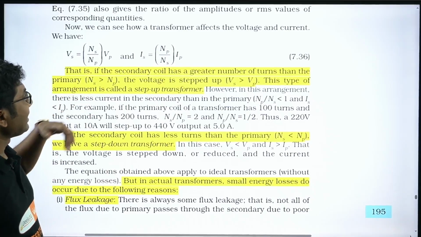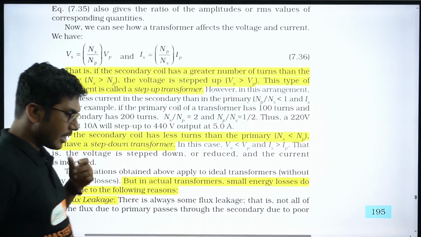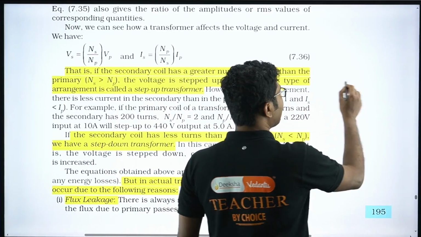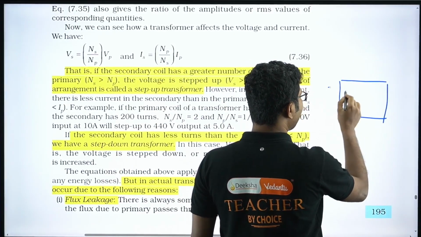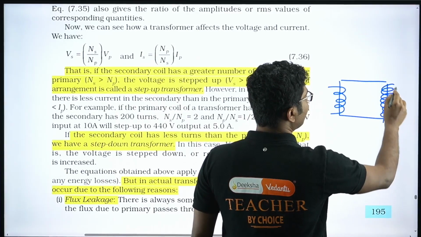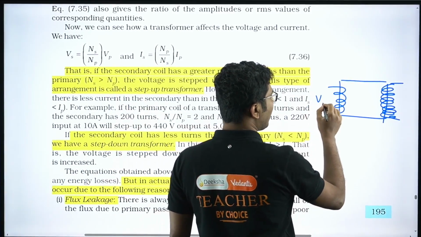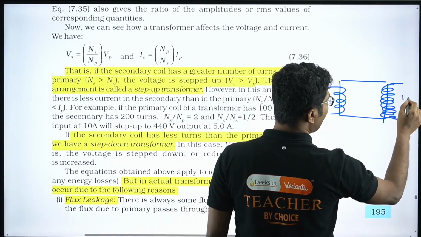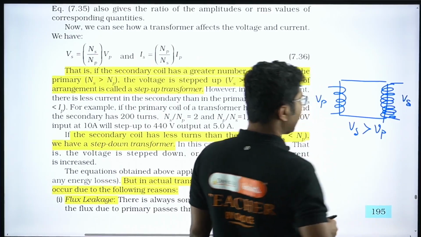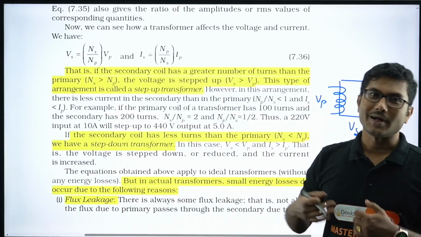Okay, that is, if the secondary coil has a greater number of turns than the primary, the voltage is stepped up. So if the number of turns in secondary is more, for example, I have designed a transformer such that in primary I have 10 turns, and in secondary I have 100 turns. What is happening here is that the output voltage is more than the input voltage, and this is called a step up transformer. So not step up dance movie, step up transformer.